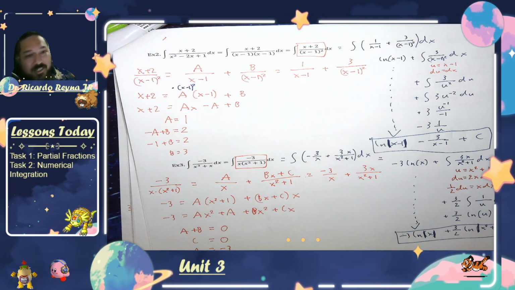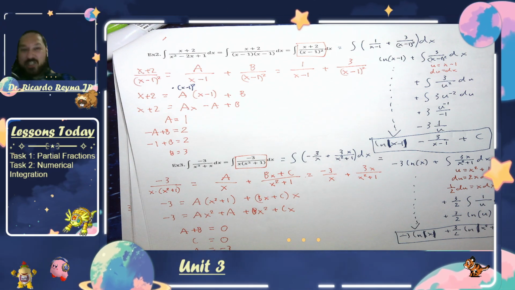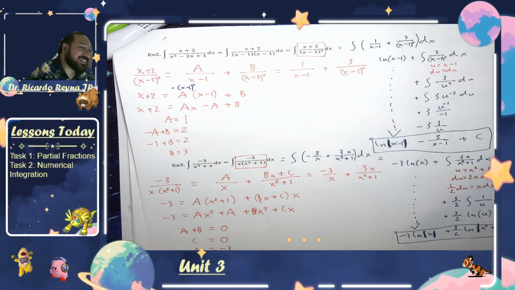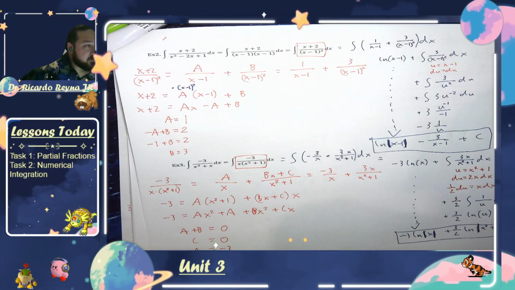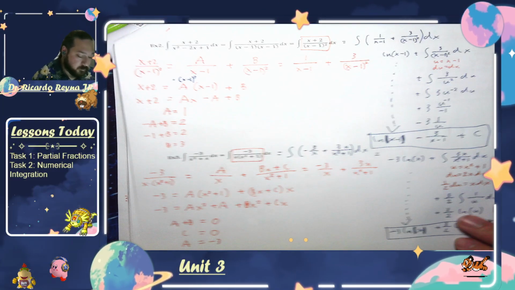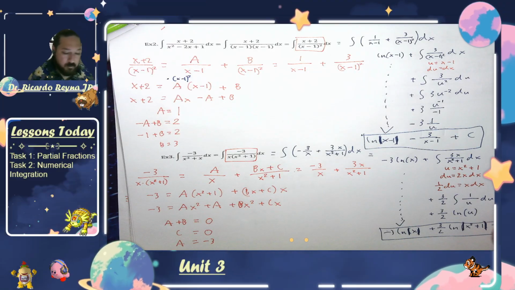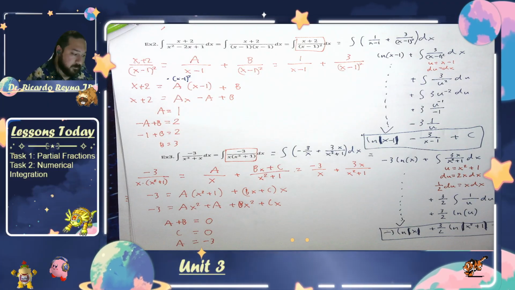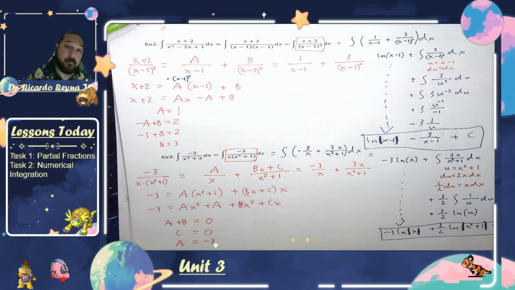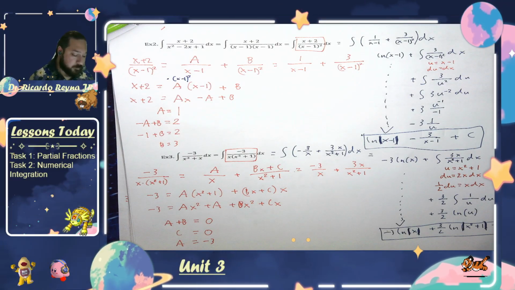Okay, so we know a is 1, so we can just plug it in. Negative a plus b is equal to 2. B then is equal to 3. So then you could split this up to be 1 over x minus 1. And then you'll split this up to be 3 over x minus 1 squared.